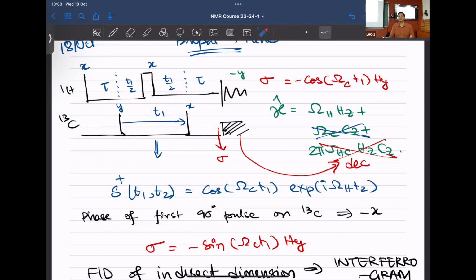You cannot change two simultaneously. If you change two simultaneously, the relative phase will only give you cos again. For instance, if you change from Y to minus X and this minus Y to plus X, then you will once again only get the cos term. You will not get the sine term. So you only have to keep the first pulse as the different phase, while the receiver phase remains constant, to get quadrature detection of the indirect dimension.